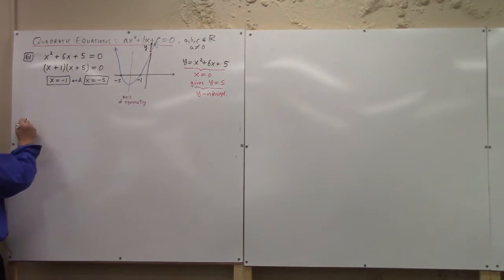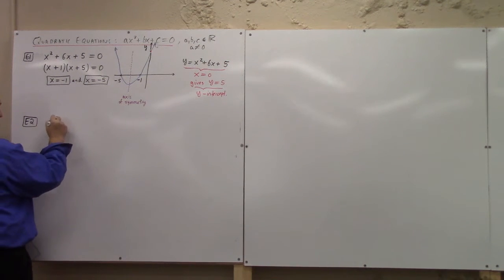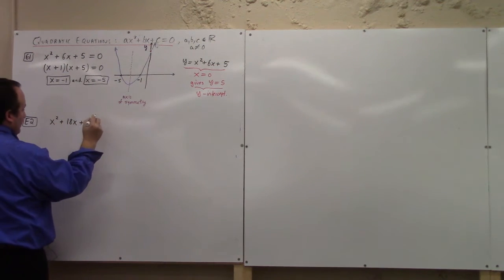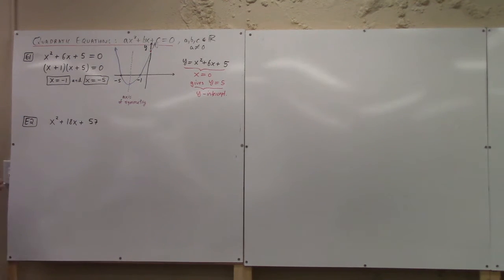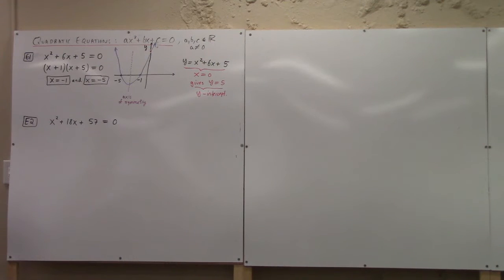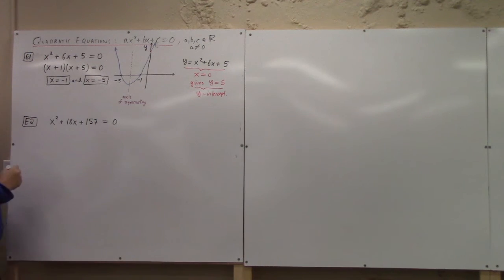Let's see here. Example 2, we could have something like x squared plus 18x plus 157 equal to 0. Oh, I didn't want 57. I wanted 157. My bad. There, better. Can you factor this?